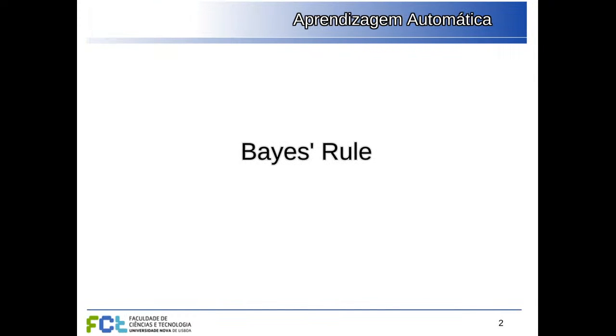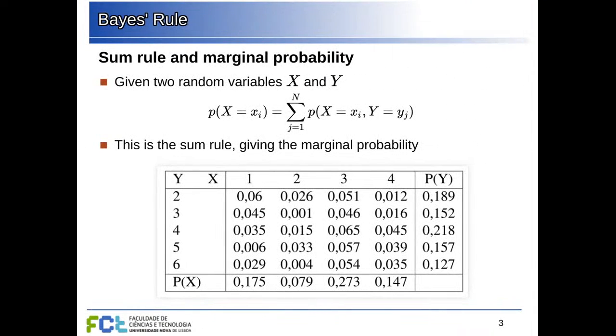So let's start with some background on probabilities. You probably already know this, but it's good to remember so that it's easier to understand this Bayes and naive Bayes classifier. So this table that we have here gives us the joint probability distribution of two random variables. Variable x, which can take these values, 1, 2, 3, 4, and variable y, which can take these values here, 2 through 6.